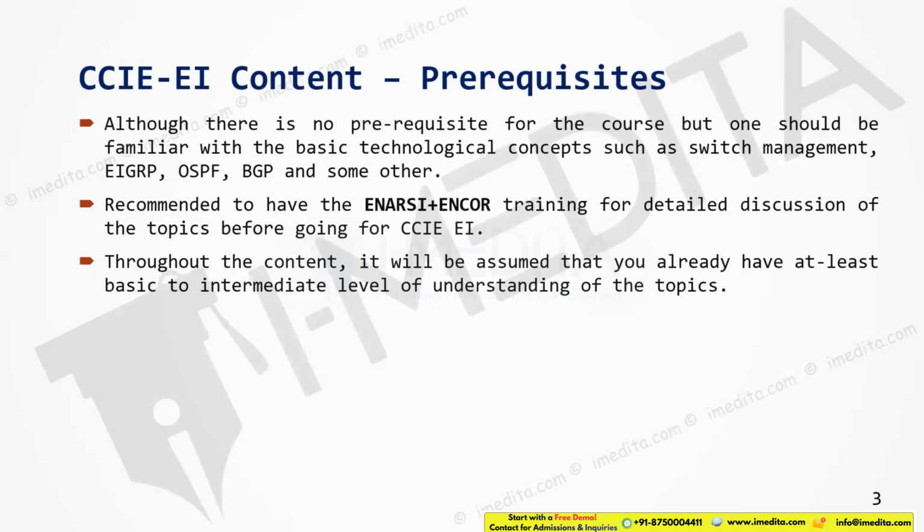We have already gone through all the topics we are going to cover and the expectations. Although there is no such prerequisite for this CCIE Enterprise Infrastructure, you should be at least familiar with the basic concepts of the technology, such as EIGRP, OSPF, some basic understanding of the topologies and the protocols. It is recommended to have ENCOR and RSTP training just in case, so that we can discuss the topics in as much detail as we can. But throughout the content, it will be assumed that you have some basic understanding about topics like EIGRP and OSPF.